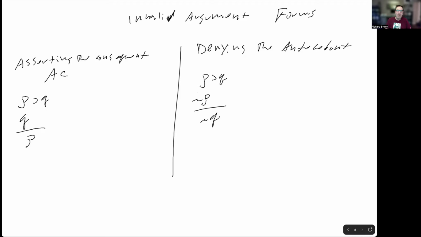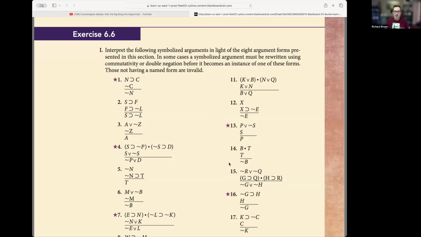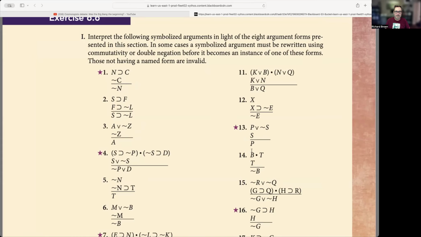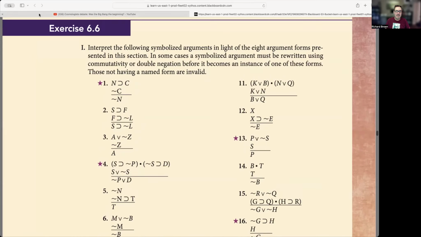Okay, so let's go ahead and look at the textbook then. I have it pulled up over here so that we can do the exercise. And this is from section 6.6 here. It says, interpret the following symbolized arguments in light of the 8 argument forms presented in this section. So that's the 6 valid ones and 2 invalid ones.